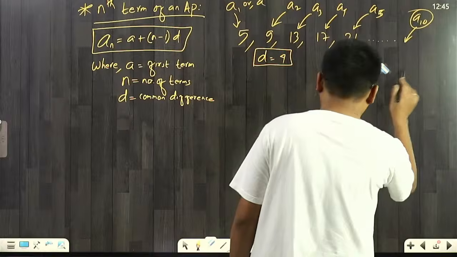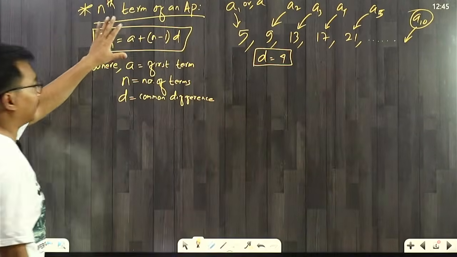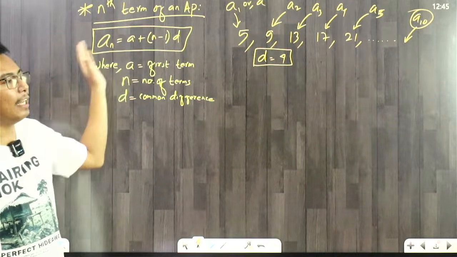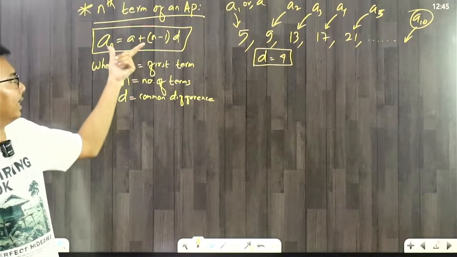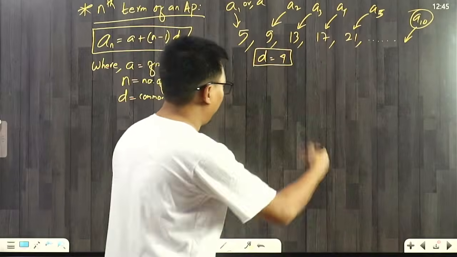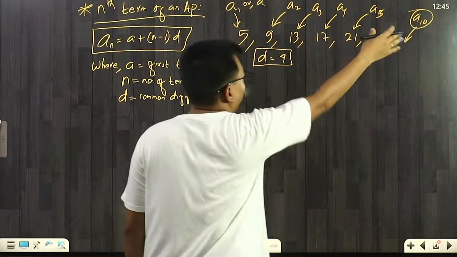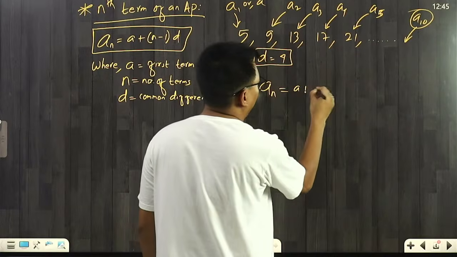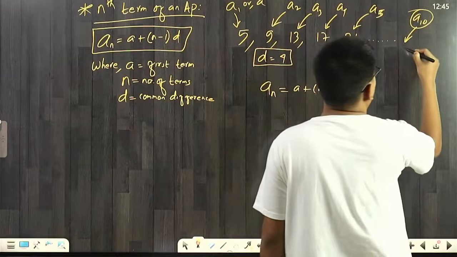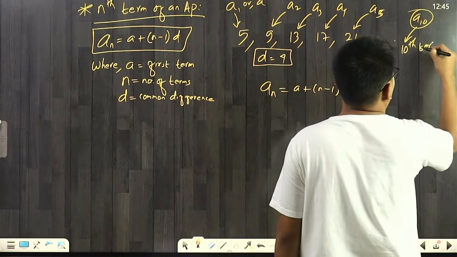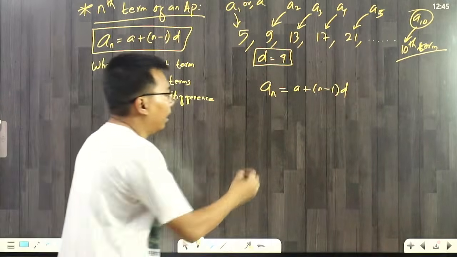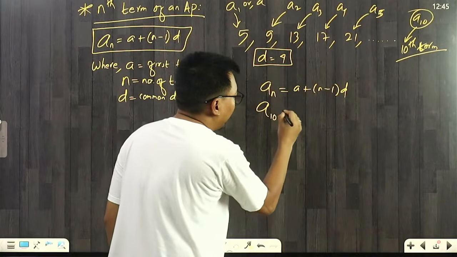We won't do that. Instead, we will use the formula for the nth term of an AP. We can find any term using this formula: An is equal to a plus (n minus 1) d. Let's write the formula here first. What do we want to find? We want to find A10, the 10th term. So in place of n, I'm writing 10.